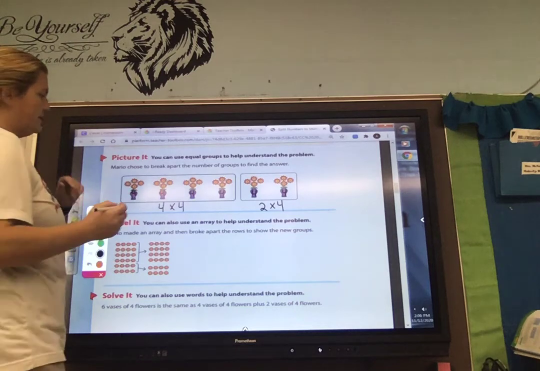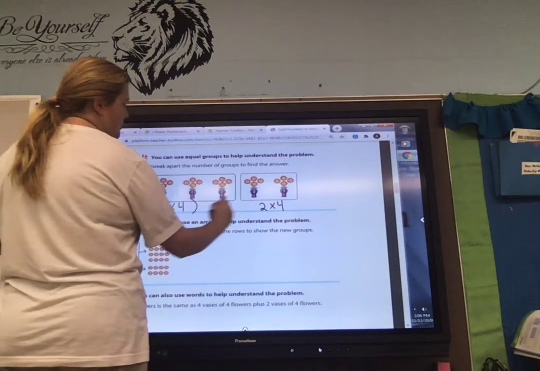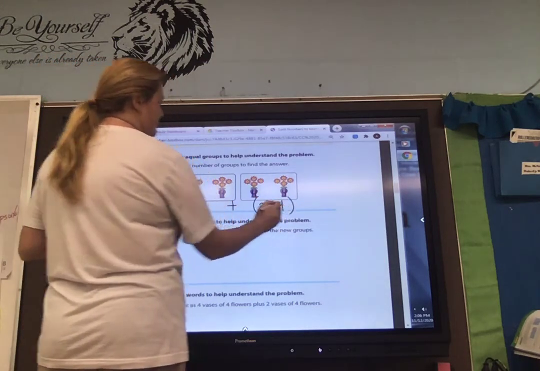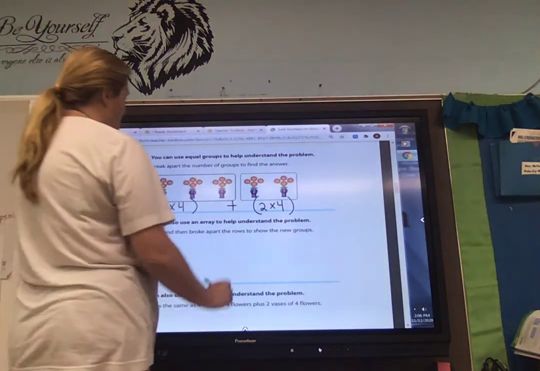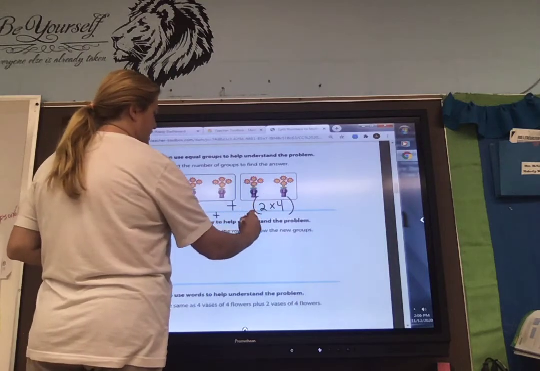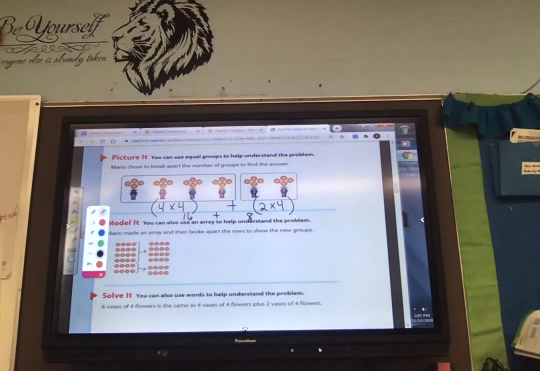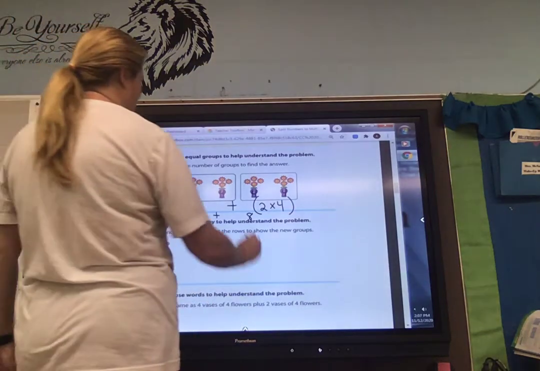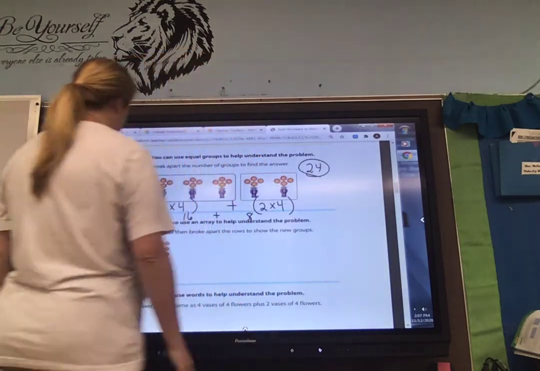So what we're going to do is answer them and then add them back together. So this is what this problem looks like. 4 times 4 plus 2 times 4. 4 times 4 is 16 plus 2 times 4 is 8. And 16 plus 8 would give me 24, right? Because 6 times 4 is 24. So this would equal 24 total. I'm going to write that down just so we have it.